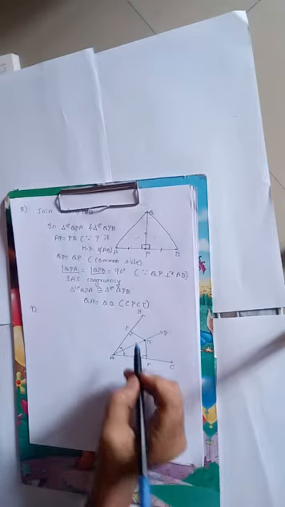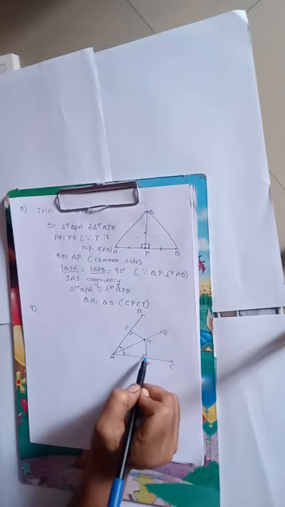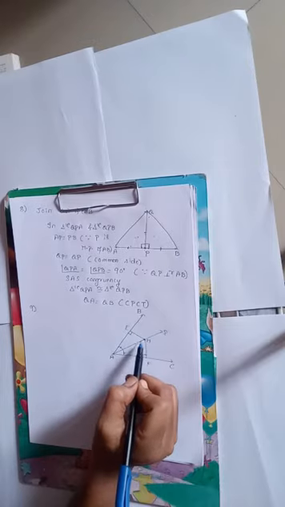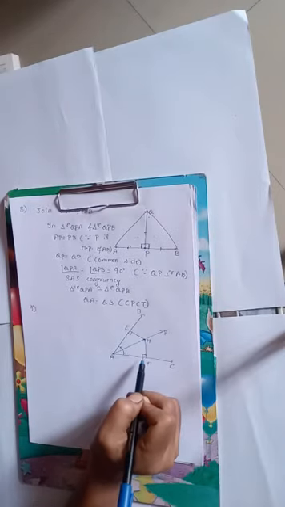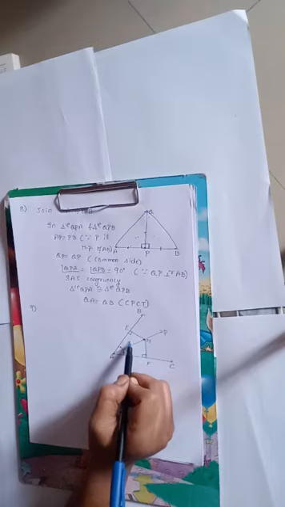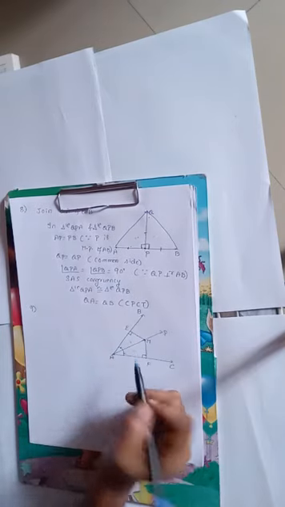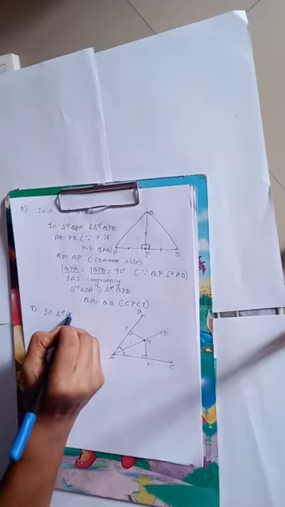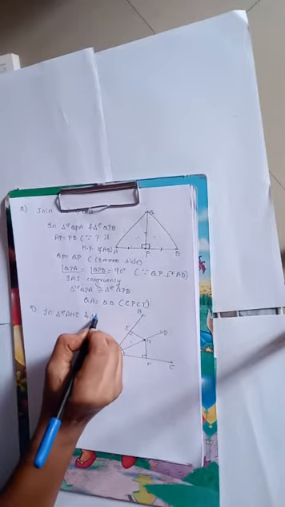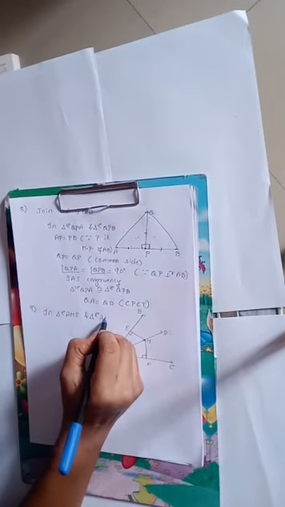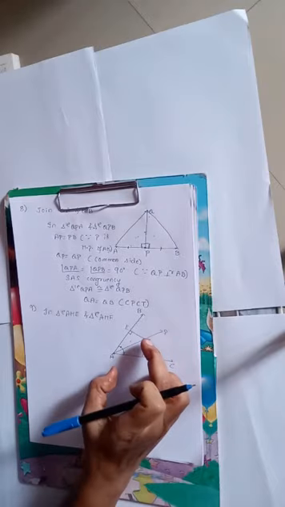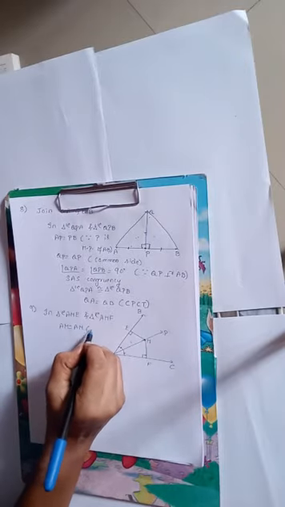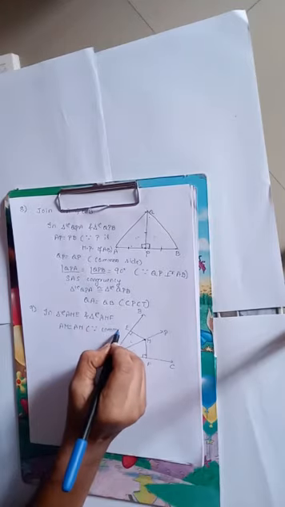Now you need to prove that ME and MF are equal. Both ME and MF are in triangles MAE and MAF. First you need to prove that these two triangles are congruent. Consider triangle AME and triangle AMF. Observe here, AM is equal to AM. That side is common to both triangles.